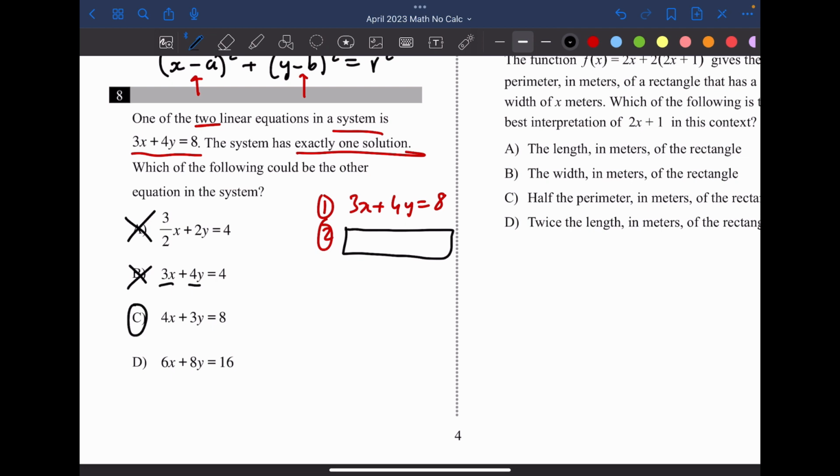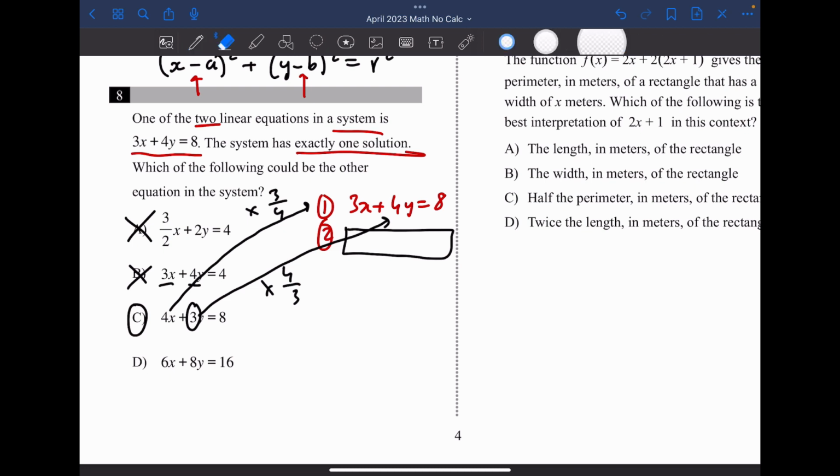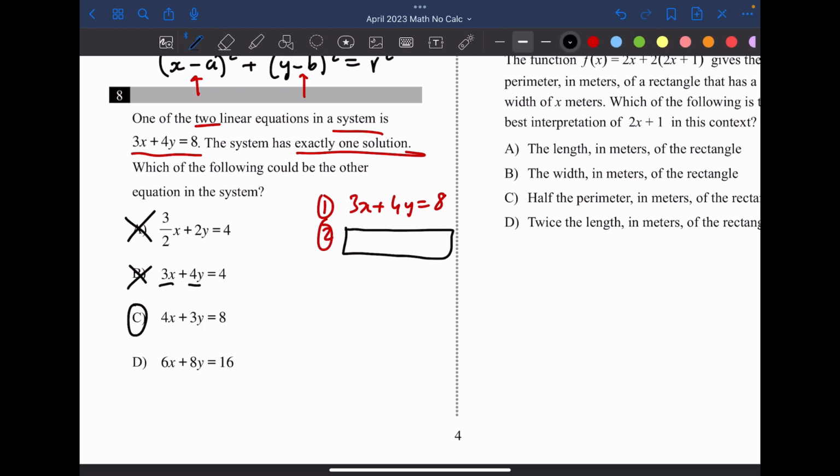C, let's check this. 4 and 3. Are these any common ratios of 3 and 4? No. Even though they might look like it because we flipped them, there's no way you can get from 4 to 3 because you would need to multiply by 3 over 4. But then to get from 3 to 4, you'd need to multiply by 4 over 3. So it's not the same multiple that we're multiplying by. That means it's not a common ratio. That means, for now, we know that C is the correct answer.